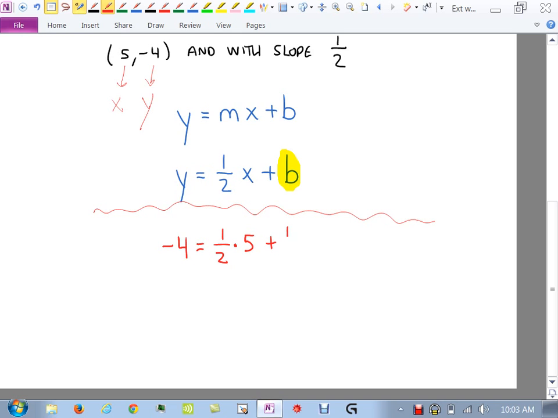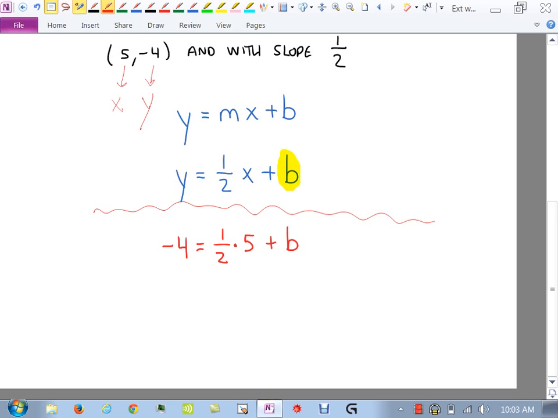Then plus b. Do you see that? Now this is an equation, isn't it? But it only has one variable in it, b, which means you can solve for b. And that's what we have to do now. We have to use that to solve for b.